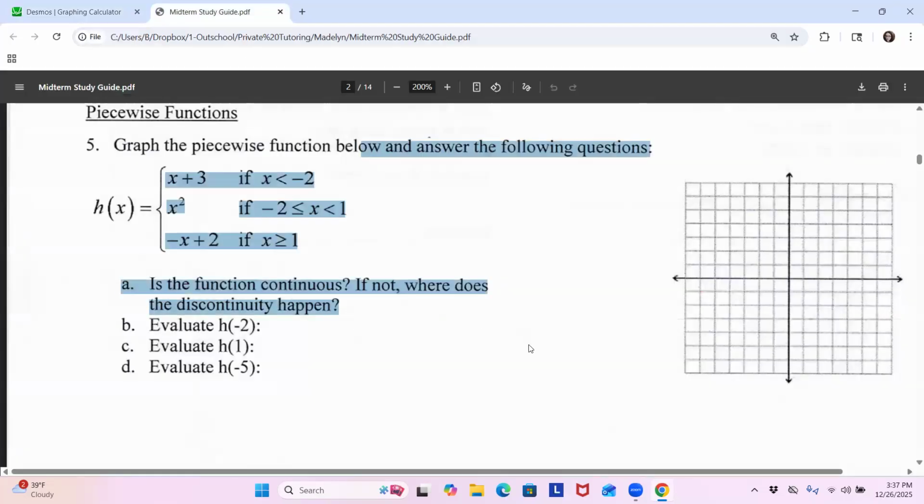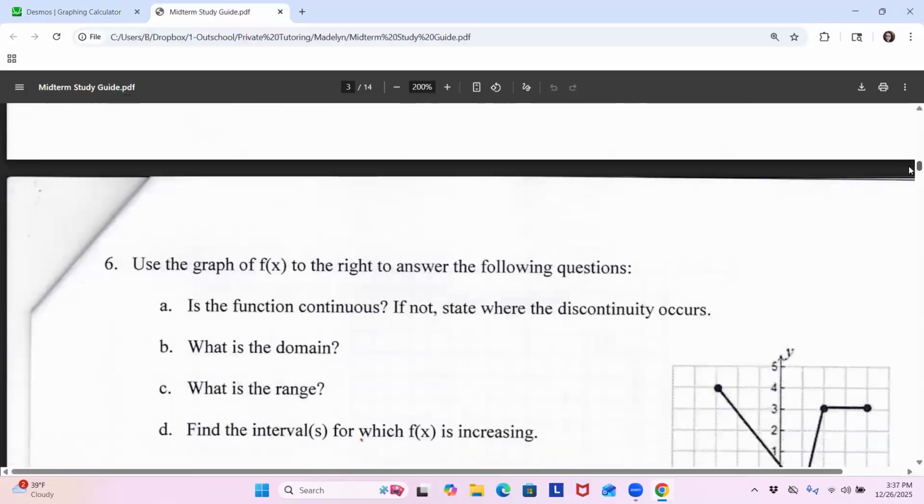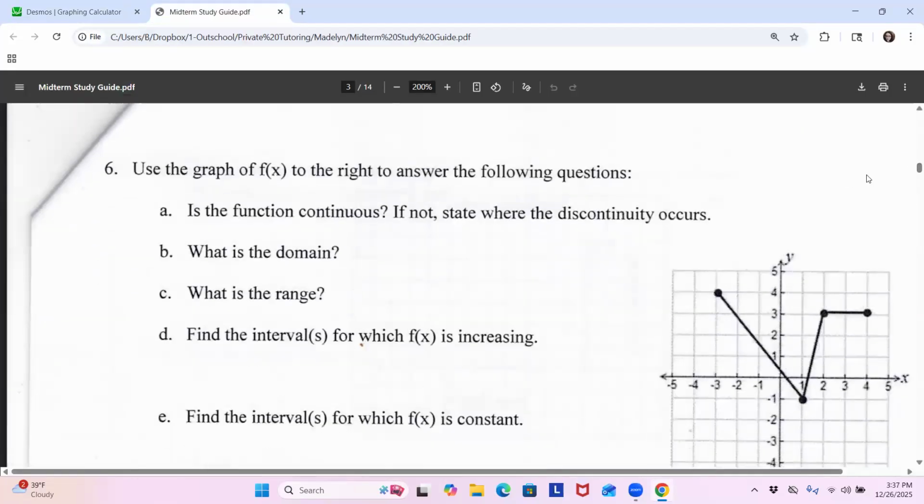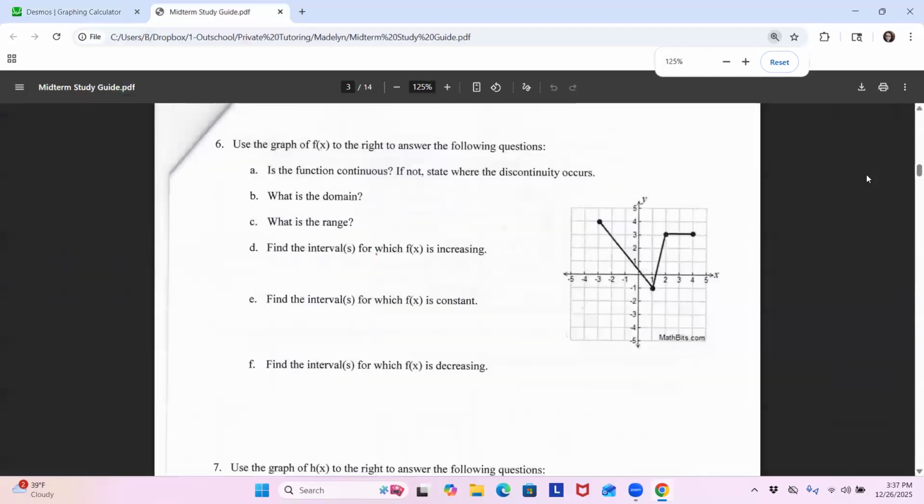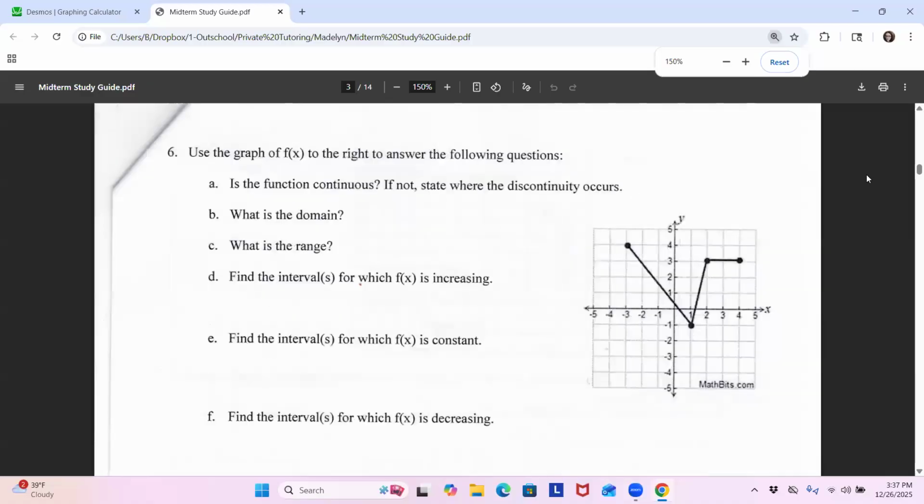All right, that was page 2. Page 3. Use the graph. Okay, so let me zoom out. Okay, just goes through F. Is this function continuous? If not, state. It is, because you would not need to pick up your pencil. It is continuous. Yes. So we don't need to worry about that part.